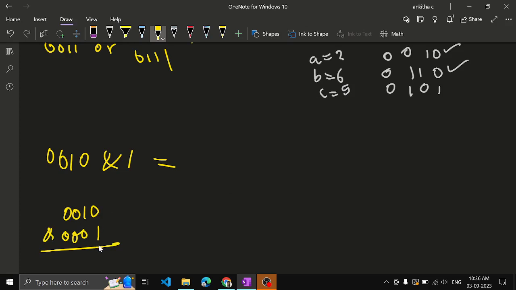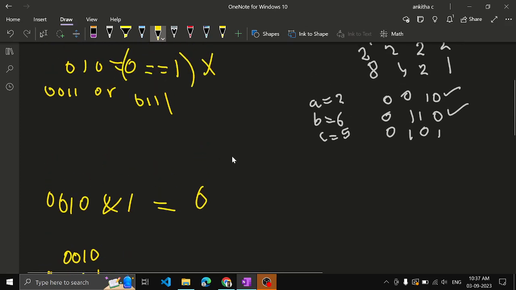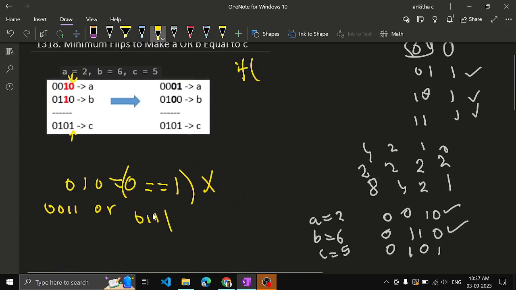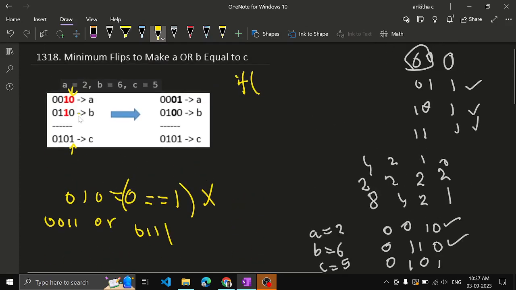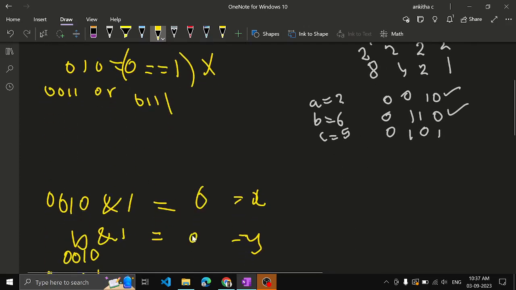So 0 or 1 will be 0 and the remaining will be 0, because here you could see all the bits are 0. So this means we are getting the answer as 0. Let this be x. Then y is equal to b AND 1. What if you do b AND with 1? If you do AND with 1, 0 AND 1 will be 0 only. Again you are getting the answer as 0.